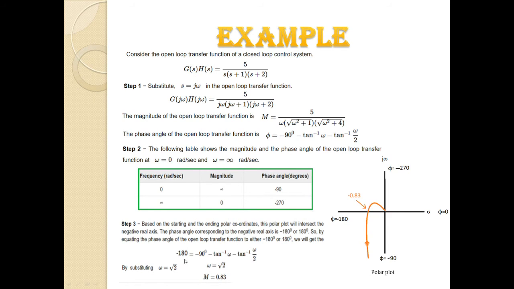So by comparing minus 180 degree with this angle criteria, we are getting omega equal to root 2. So if we substitute this omega equal to root 2 in this magnitude relation, then we can find out that M equal to 0.83. So as this M represents the magnitude, that's why the sign is positive here, but it is actually located on the left hand side of the s-plane, so it becomes minus 0.83. So this minus 0.83 is the point of intersection with the real axis, and this orange line represents the complete plot.